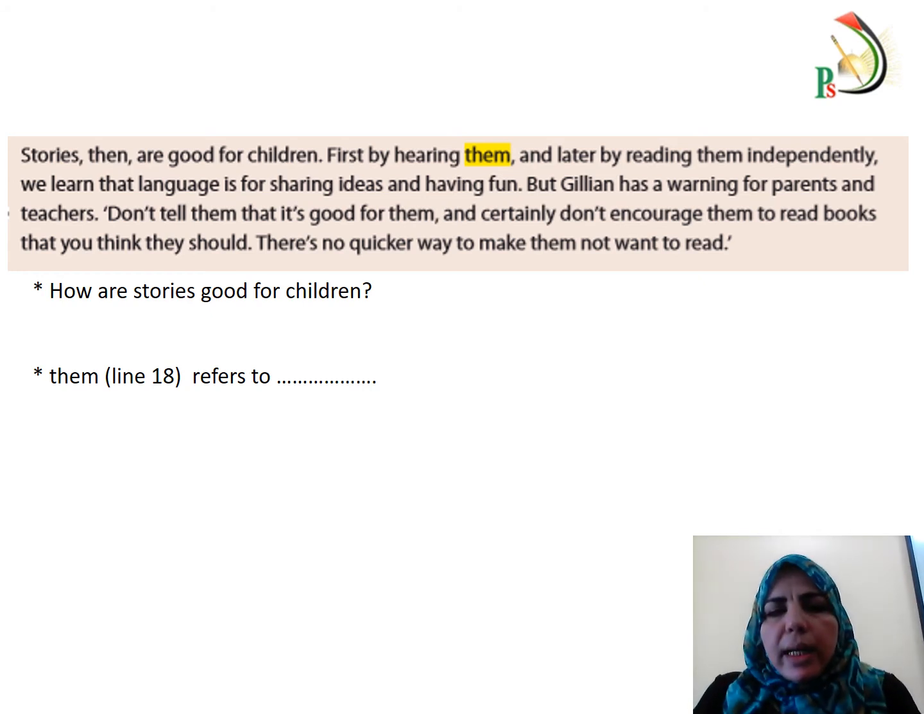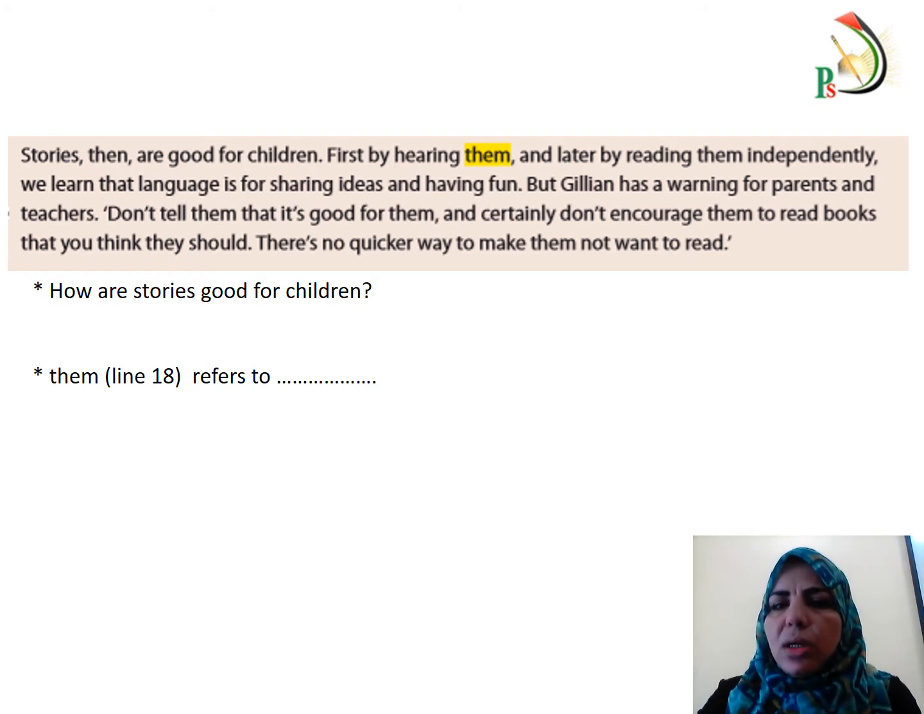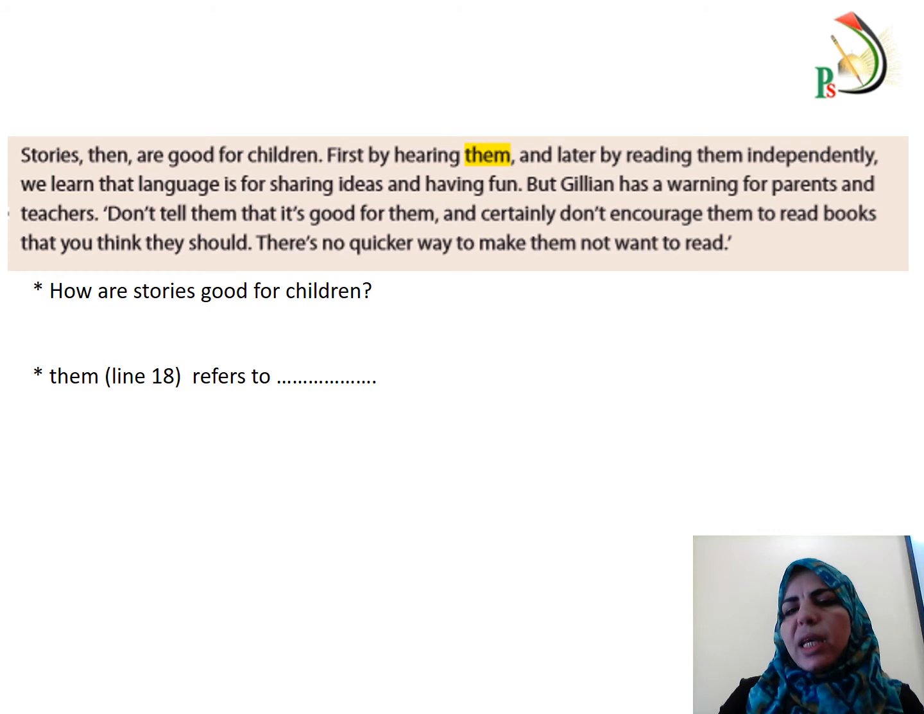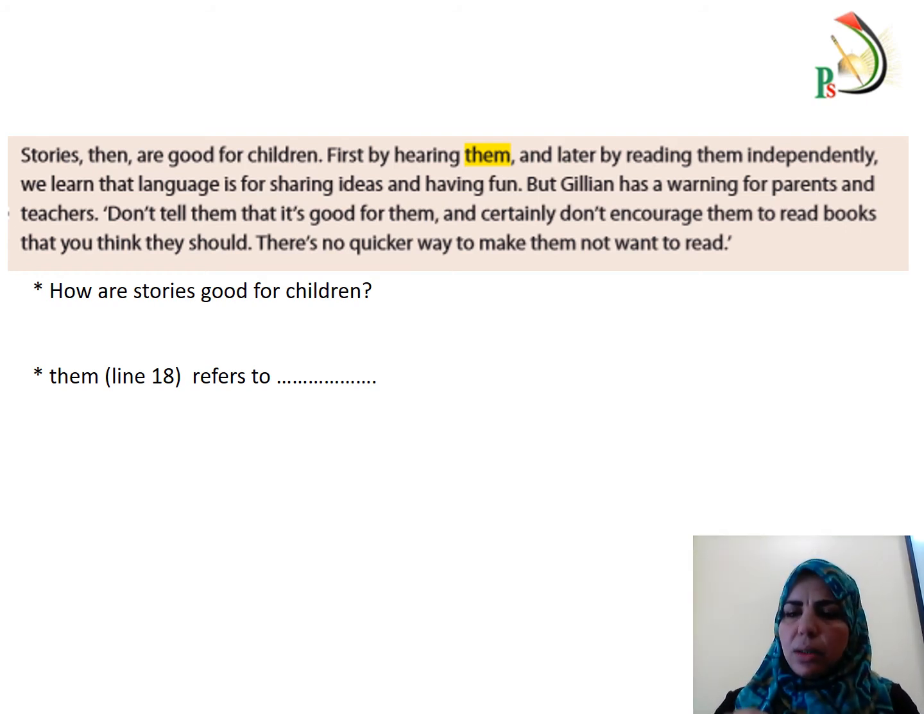Okay. Stories then are good for children. First by hearing them and later by reading them independently. We learned that language is for sharing ideas and having fun, but Gillian has a warning for parents. Underline this warning, this sentence. What is the warning for parents and teachers? Don't tell them that it's good for them, and certainly don't encourage them to read books that you think they should. Okay? We should not tell them that you should read this book.